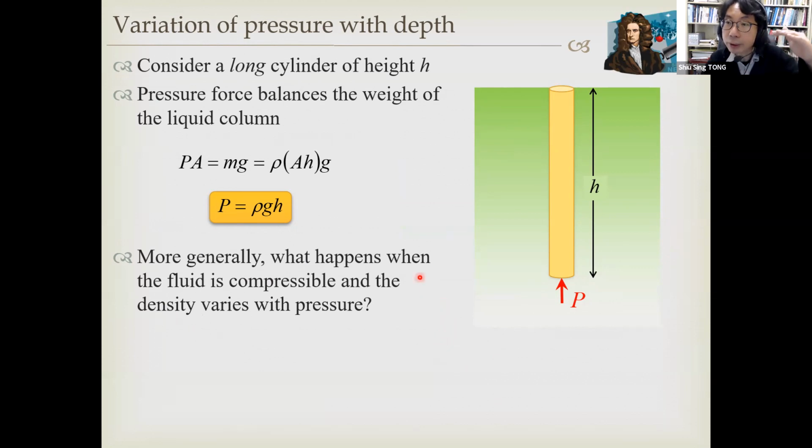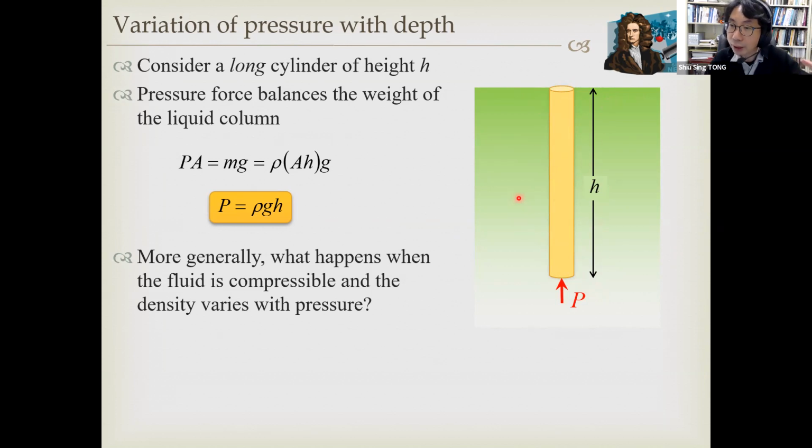Now, the pressure produced by a fluid actually increases with the depth below the fluid surface. Suppose this is a fluid, the surface of a fluid. Suppose we have a water surface here, and we are at a depth h below the water surface, and we want to find the pressure here. So how do we do that? We draw a long cylinder with a small cross-sectional area, which I call A, and the height of the cylinder is of course h. And we study the force balance on this cylinder.